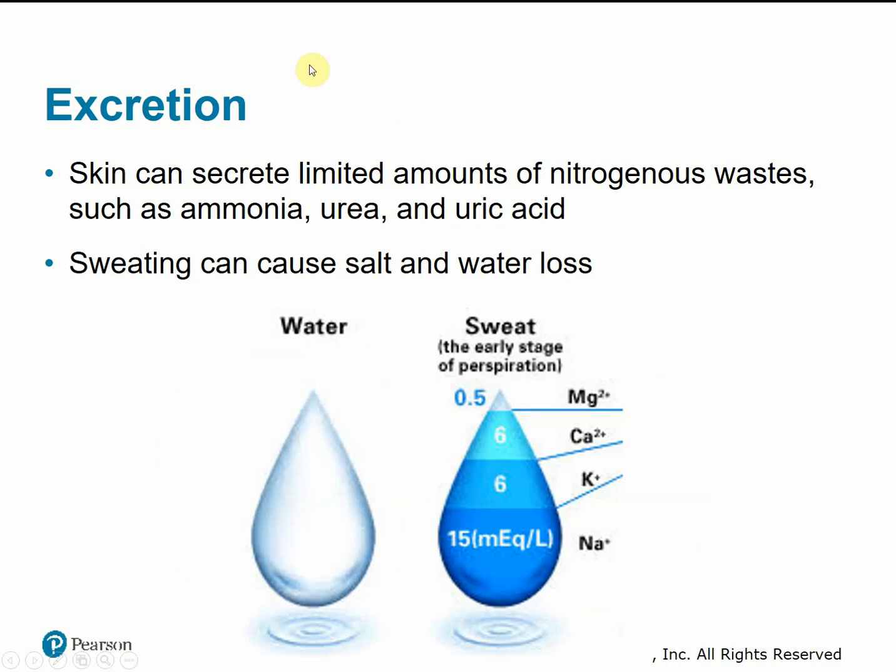Skin also functions in excretion of waste products, so it can secrete limited amounts of some of those nitrogenous wastes like ammonia, urea, and uric acid, the same waste that we find in urine. It can also cause sweat and water loss, so that's why if you sweat a lot, it's good to drink something like Gatorade to restore these electrolytes and these salts.